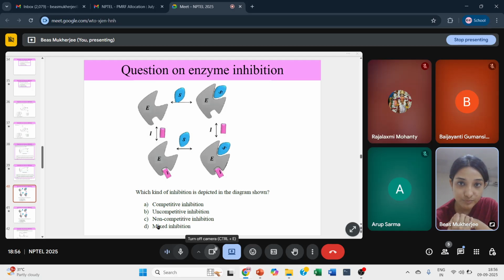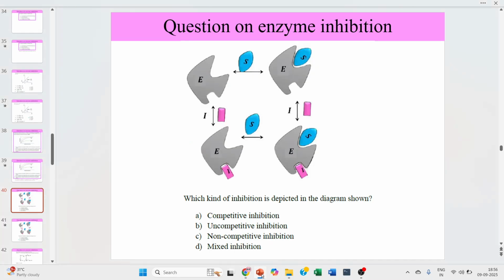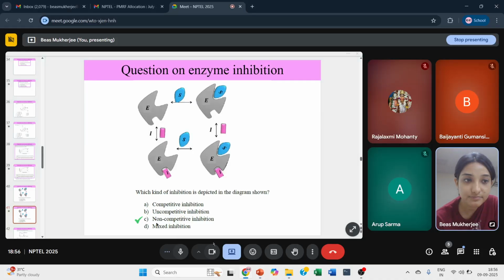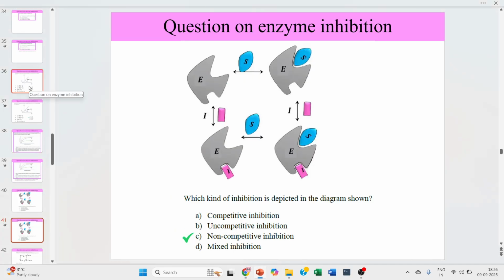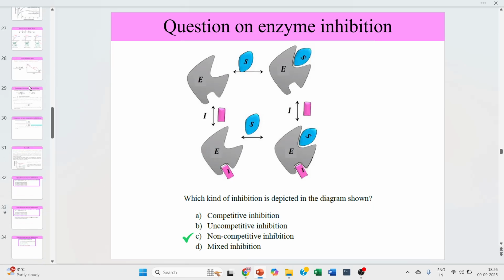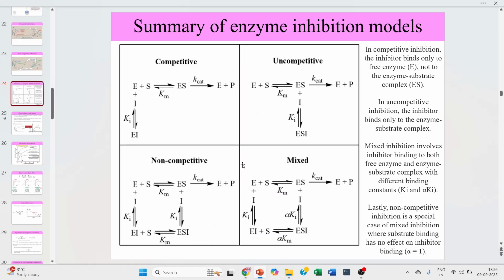Out of those two, which one do you think is the right answer? D. Okay, let's see. Okay, it's non-competitive inhibition. Why is that so? Because let's go back to the plots. Yeah, so we go back to this summary figure.